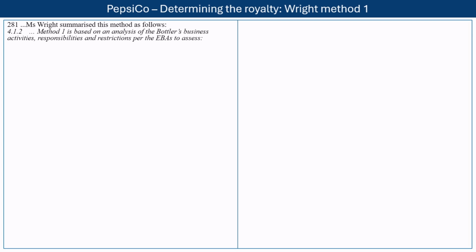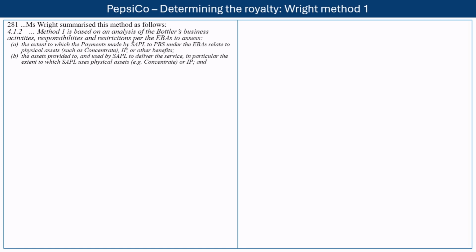Method 1 is based on an analysis of the bottler's business activities, responsibilities, and restrictions per the EBAs. So these were the bottling agreements, to assess one, the extent to which the payments made by SAPL to PBS under the EBAs relate to physical assets, IP, or other benefits; two, the assets provided to and used by SAPL to deliver the service, in particular the extent to which SAPL, this was Schweppes, used physical assets or IP; and three, the ability of Schweppes to exploit the Pepsi brand.